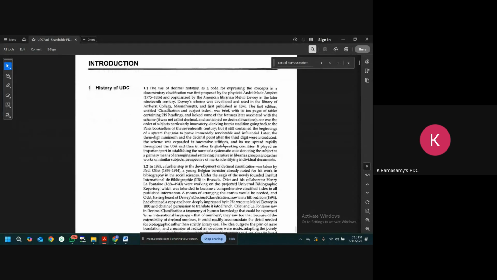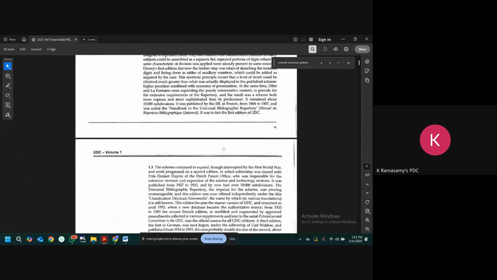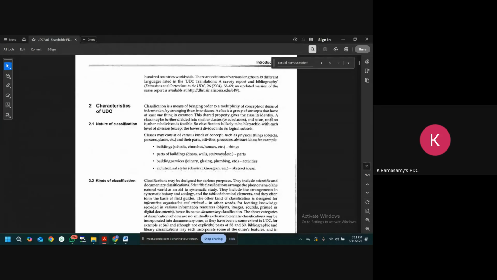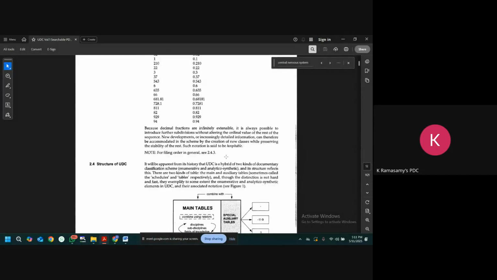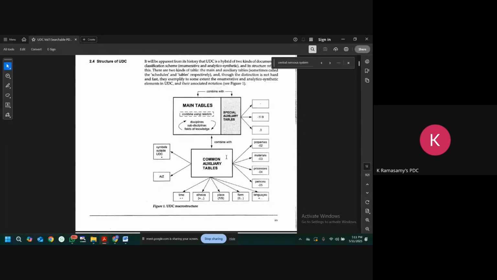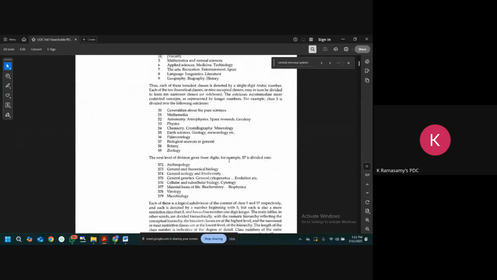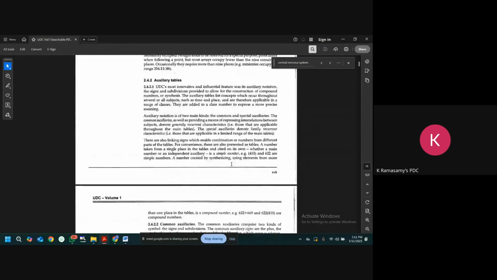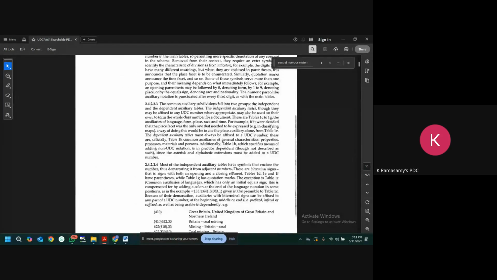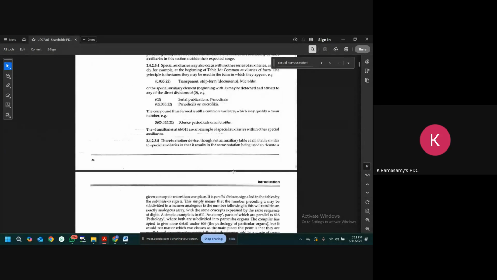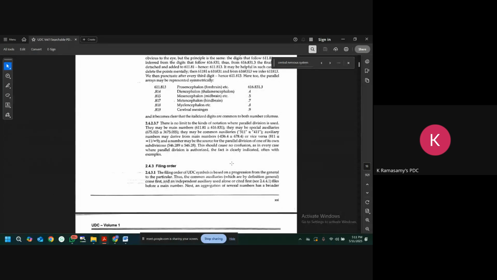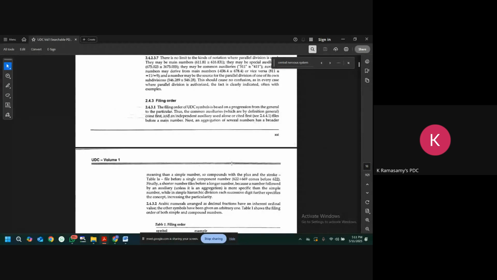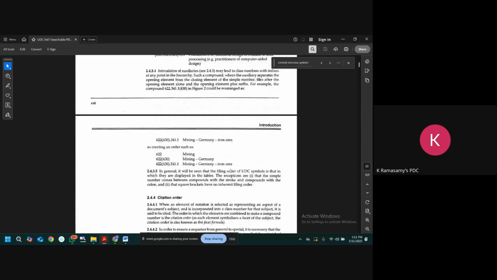This document gives a detailed account of the history of UDC and how things are arranged in UDC, what notations are used, what the structure of the entire UDC schedules is, what the main tables are, and what the auxiliary tables are. Apart from that, they give a lot of guidelines on how things are to be organized in UDC, and in what order documents are to be arranged on the shelves if you are following UDC. And the same way, what is the citation order?